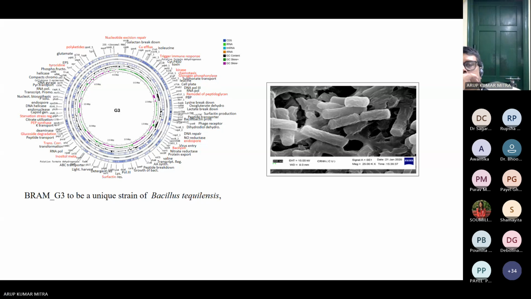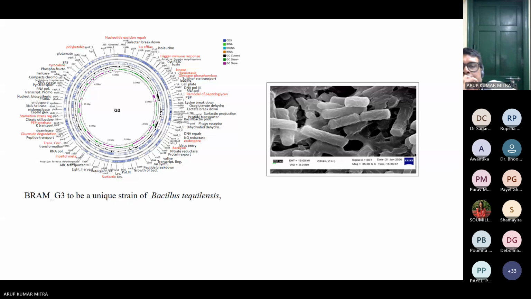The third one under this list was BRAM G3, which was identified to be Bacillus tequilensis after whole genome analysis. And each of these bacteria were all producing biofilms. But we could see that they had some interesting genes. If we consider the stresses, the primary stress comes from starvation, from other metabolites, and UV damage, for which they have stress regulating genes, polyketide producing genes, or nucleotide excision repair genes.